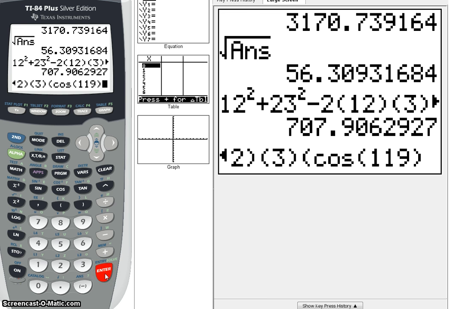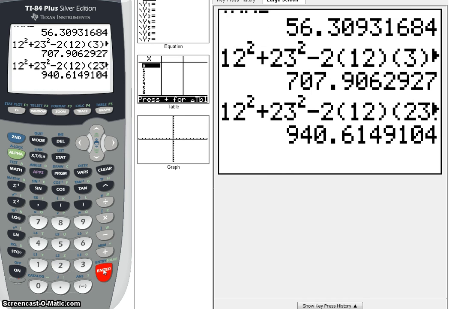So I'm going to go back here. I found my mistake, and I apologize, guys. I'm going to go back and fix this. I had a 3 where I should have had a 23. Sorry about that. So I want to insert a 2 there, so I have 23 now. Let's see if I get a better answer. That looks like a better answer. 940 does look like a better answer.